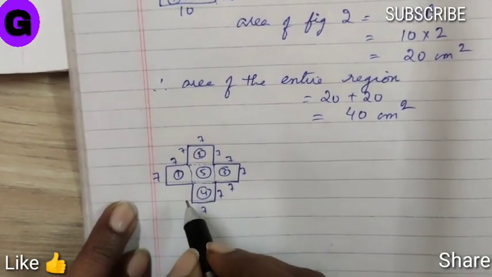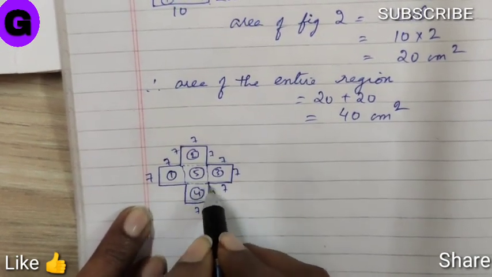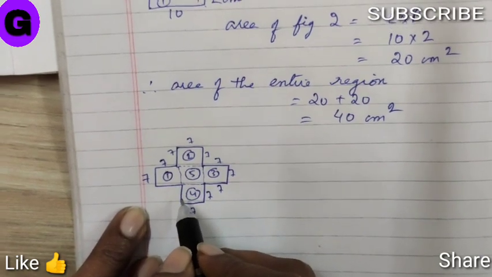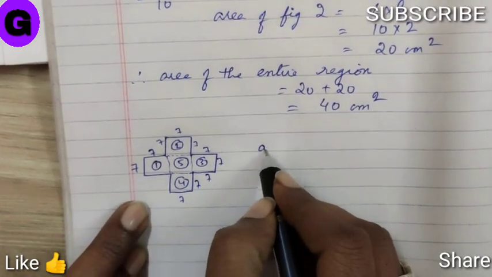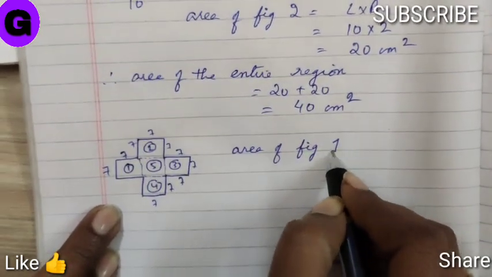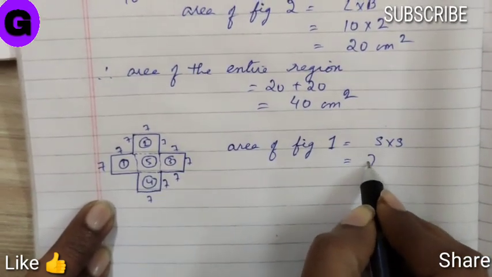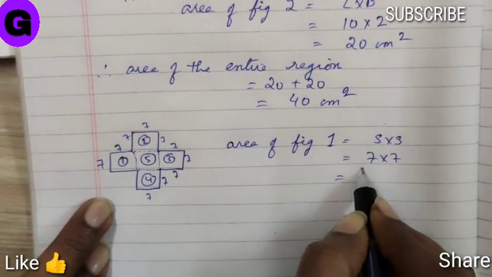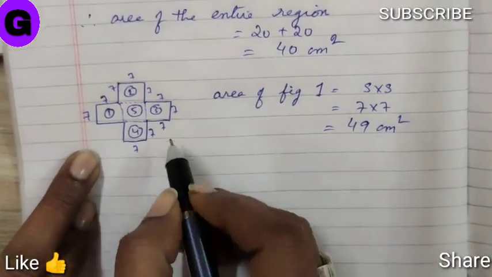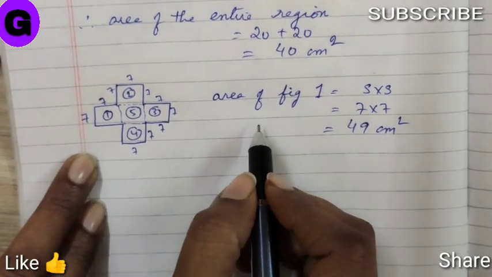Now let me remind you one thing, that as you can clearly see that all the sides are measuring 7. That means it is a square. So let me first take out the area of figure 1, that is side into side, which is 7 into 7, that is coming down to 49 centimeter square, and we have 5 such squares with the same measurement.